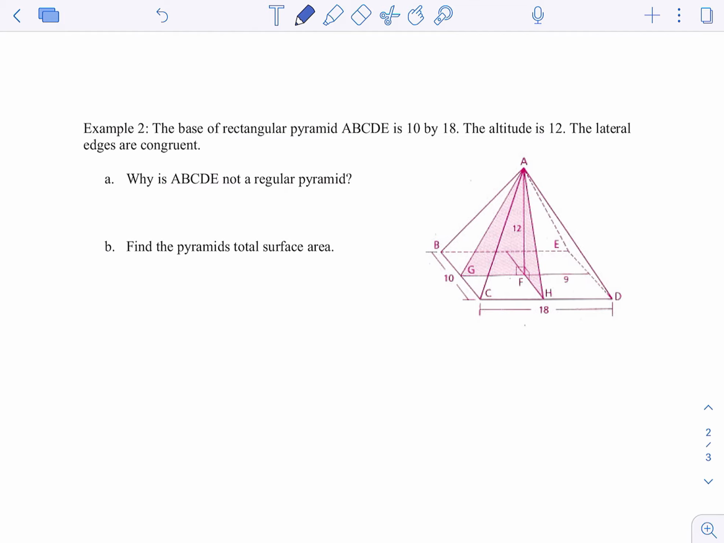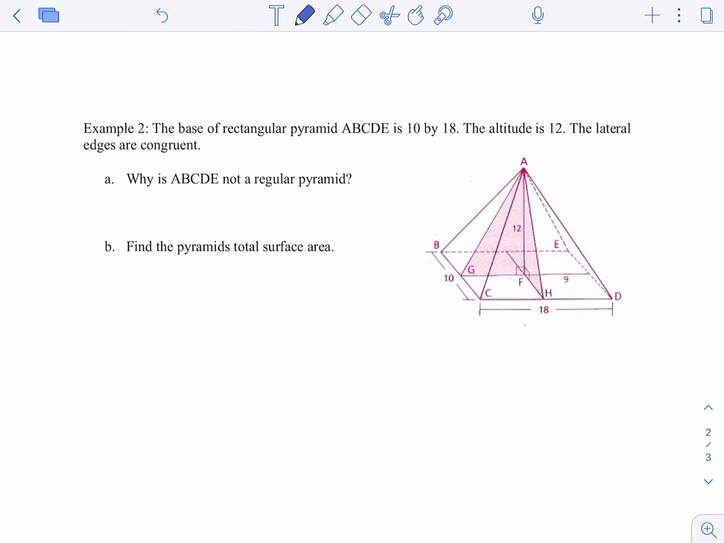So it says the base of the rectangular pyramid, ABCDE, is 10 by 18. The altitude is 12. The lateral edges are all congruent. Why is ABCD not a regular pyramid? Now, you want to think through what would make this not regular. When it comes to being a regular pyramid, we want all of the lateral edges to be congruent to each other. We want all of the triangles to have the exact same shape and size. Do we have that happening here is really the question.